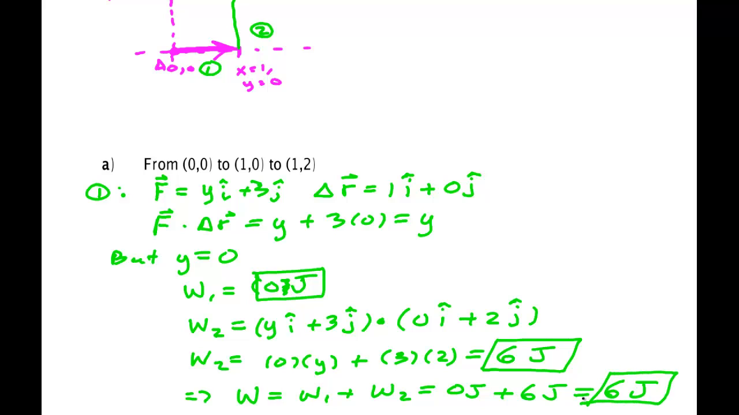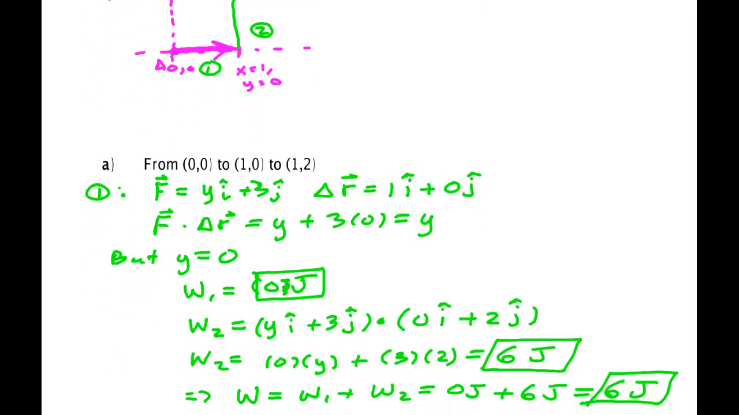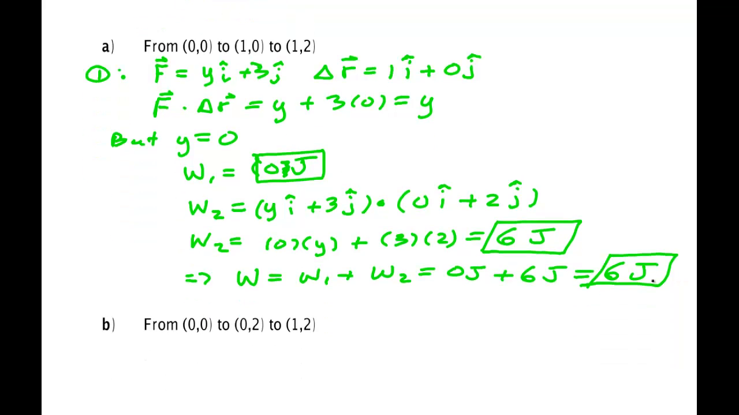So, following the path from here to there, the object's speed increases, and the amount of work done by the force is a total of 6 joules, all of it done on the vertical path. We'll finish this example in the next video.